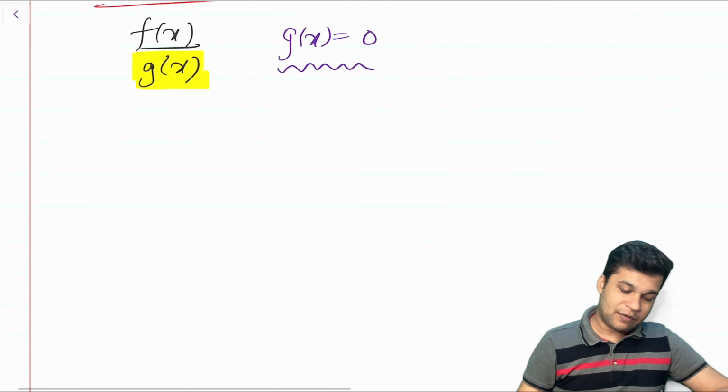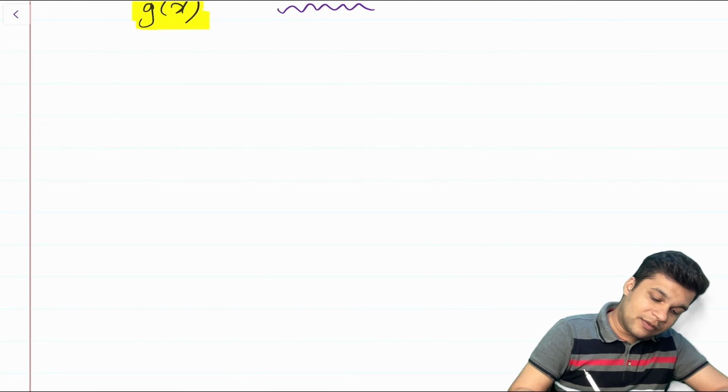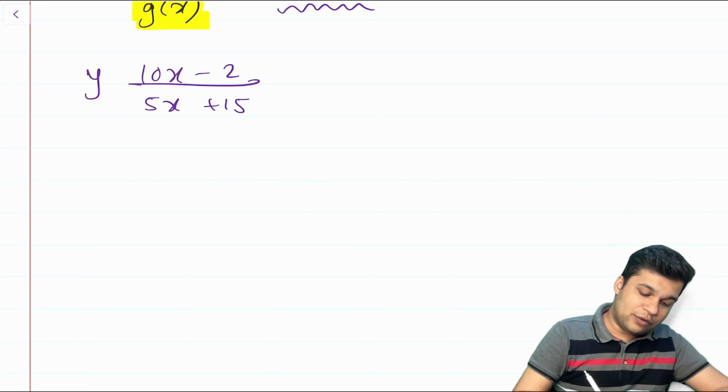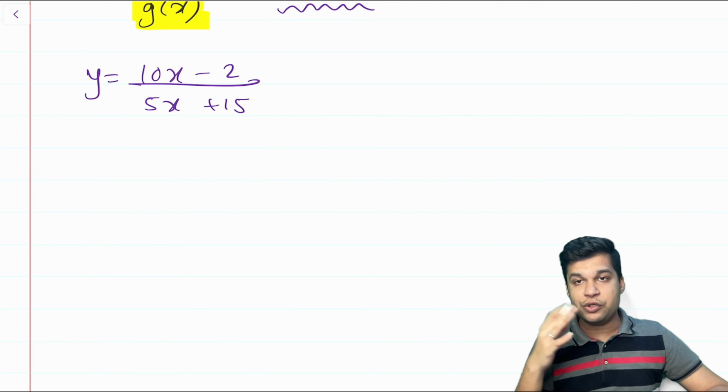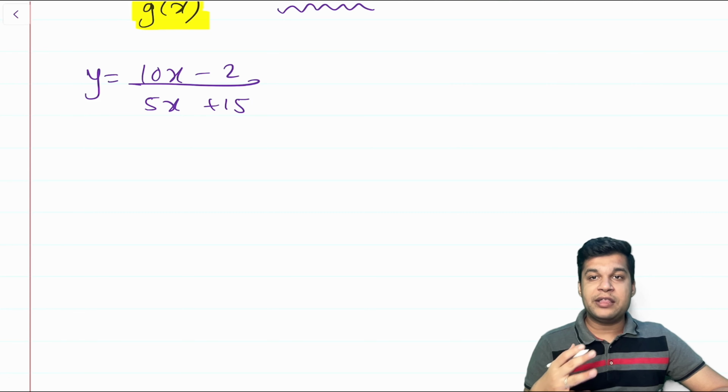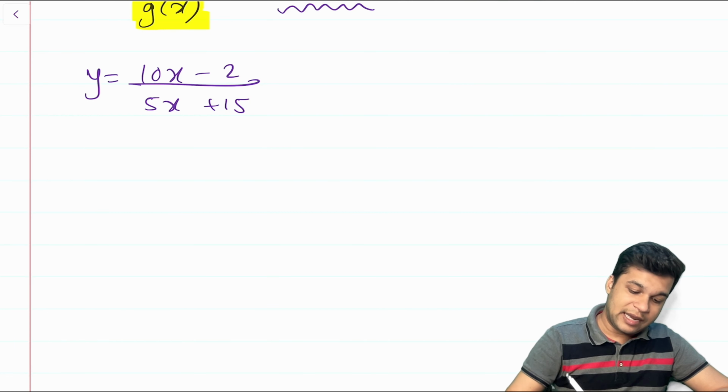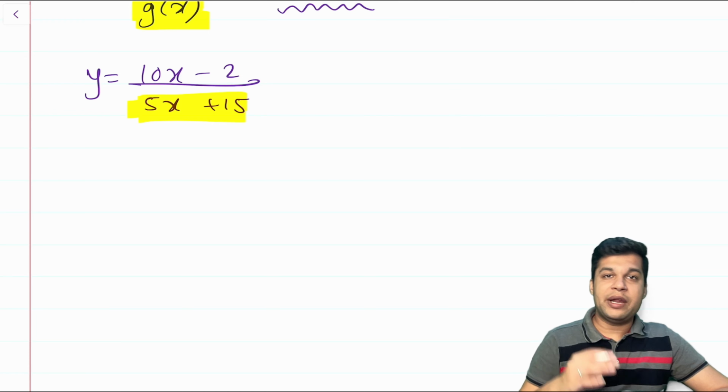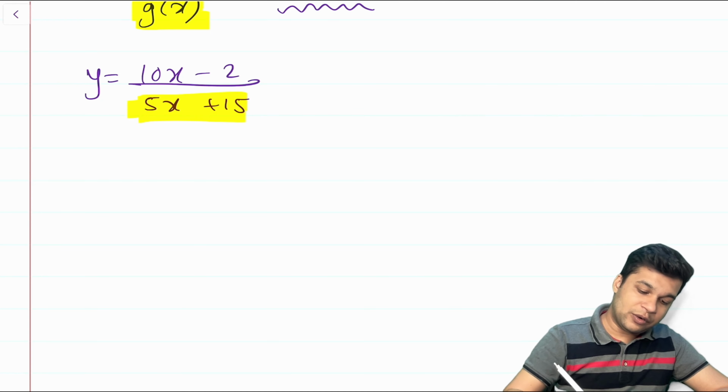For example, let's say you have 10x minus 2 divided by 5x plus 15. Let's say this is your function. So this is your rational function. How do I find the vertical asymptote? Equate the denominator to 0.